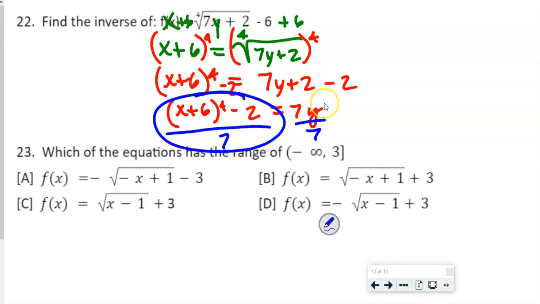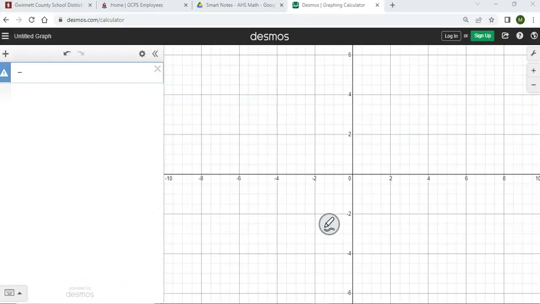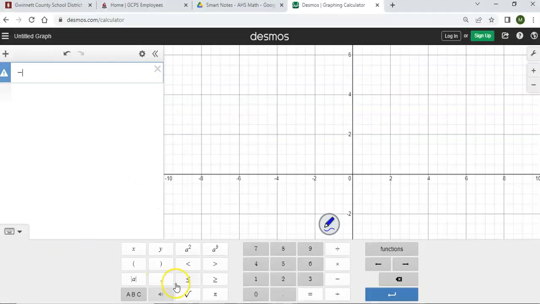23 says, which of the equations has a range of negative infinity to 3? So let's look at these in decimals. So we're going to go in here, negative square root of negative x plus 4, and then minus 3.